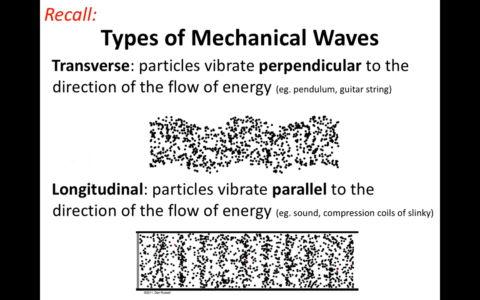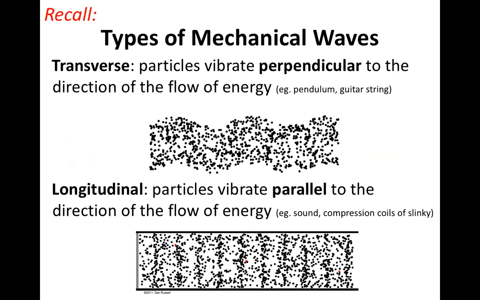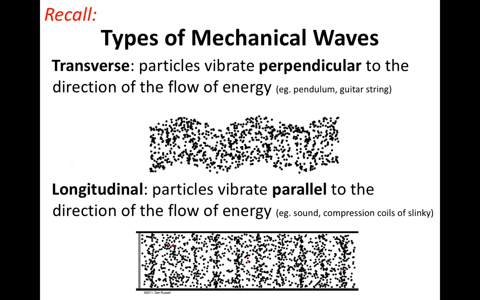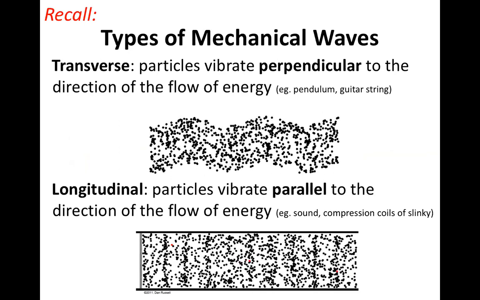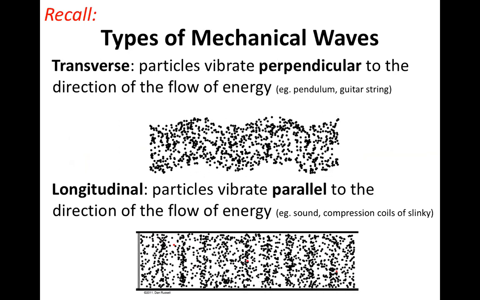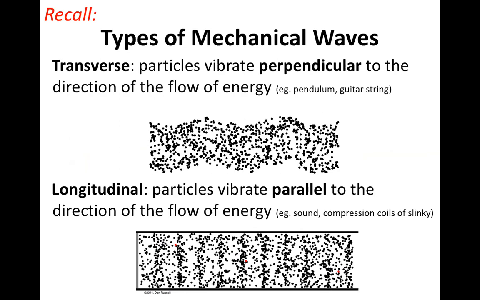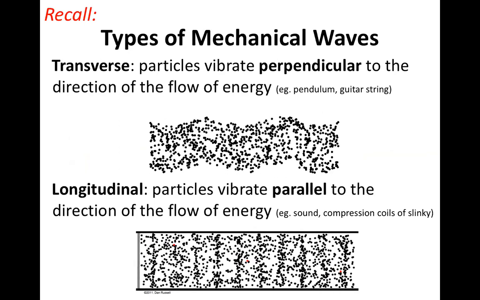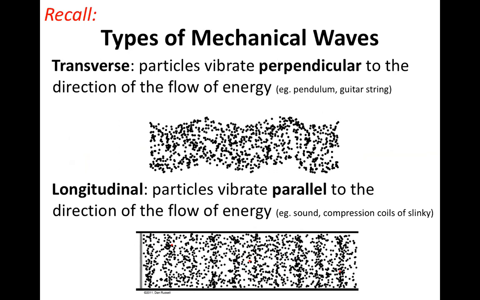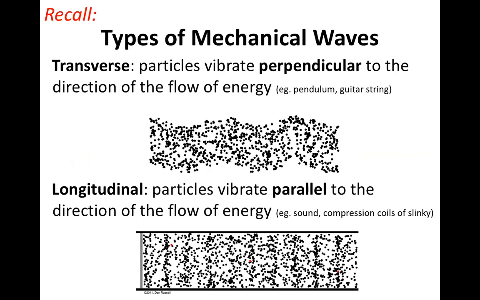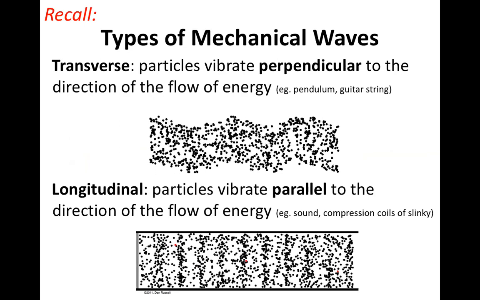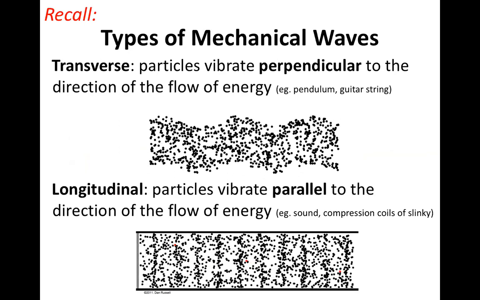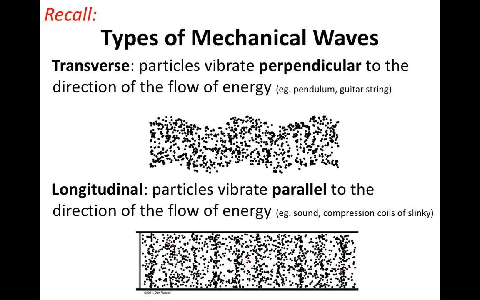We've got two types of mechanical waves: transverse, where particles vibrate perpendicular to the direction of the flow of energy, for example, a pendulum or a guitar string. And then we've got longitudinal waves, where particles vibrate parallel to the direction of the flow of energy, like sound or compression of coils on a slinky. We must understand these principles in order to suggest which type of wave properties light may exhibit.